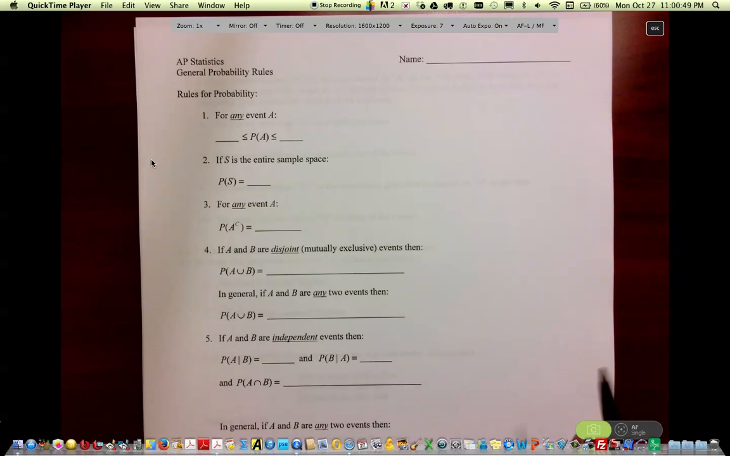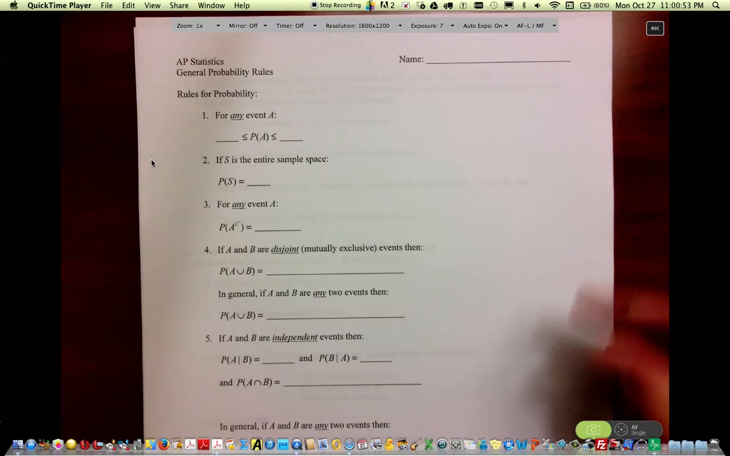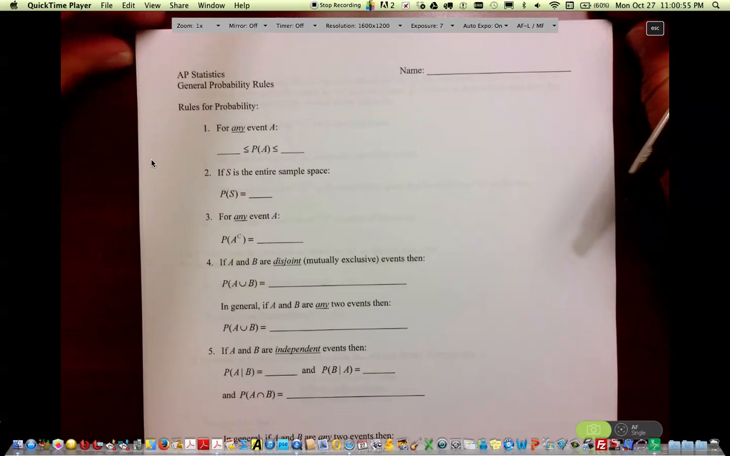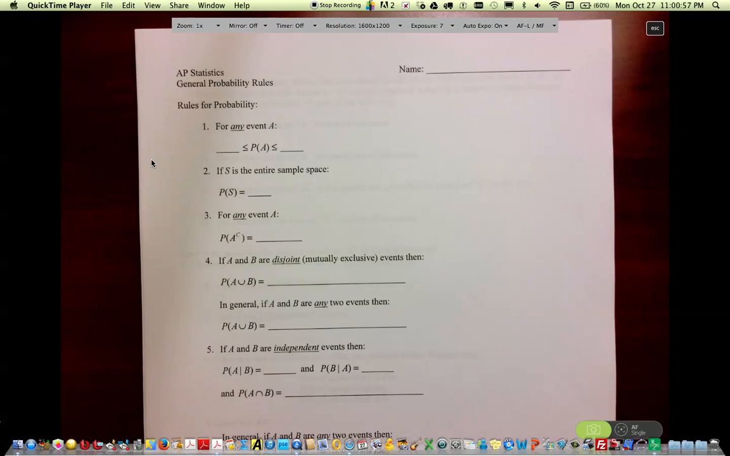Hi, class. I'd like to wrap up some of the stuff that we've talked about in terms of probability here, section 4.3, 4.4, and then also talk a little bit about some of the stuff that's in 4.5. Attached to the email that you got, you should have found a sheet that looks like this. It's about a 3-page document.